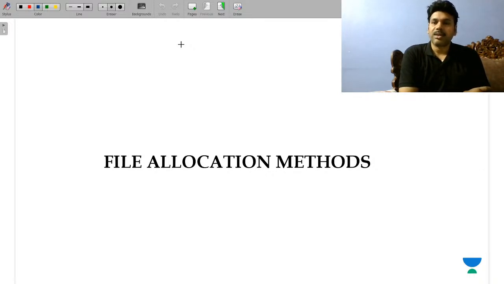In this session, we are going to discuss secondary storage device management, especially the hard disk, how we can store and retrieve data from secondary storage devices, because in secondary devices the data is going to be stored in the form of blocks.